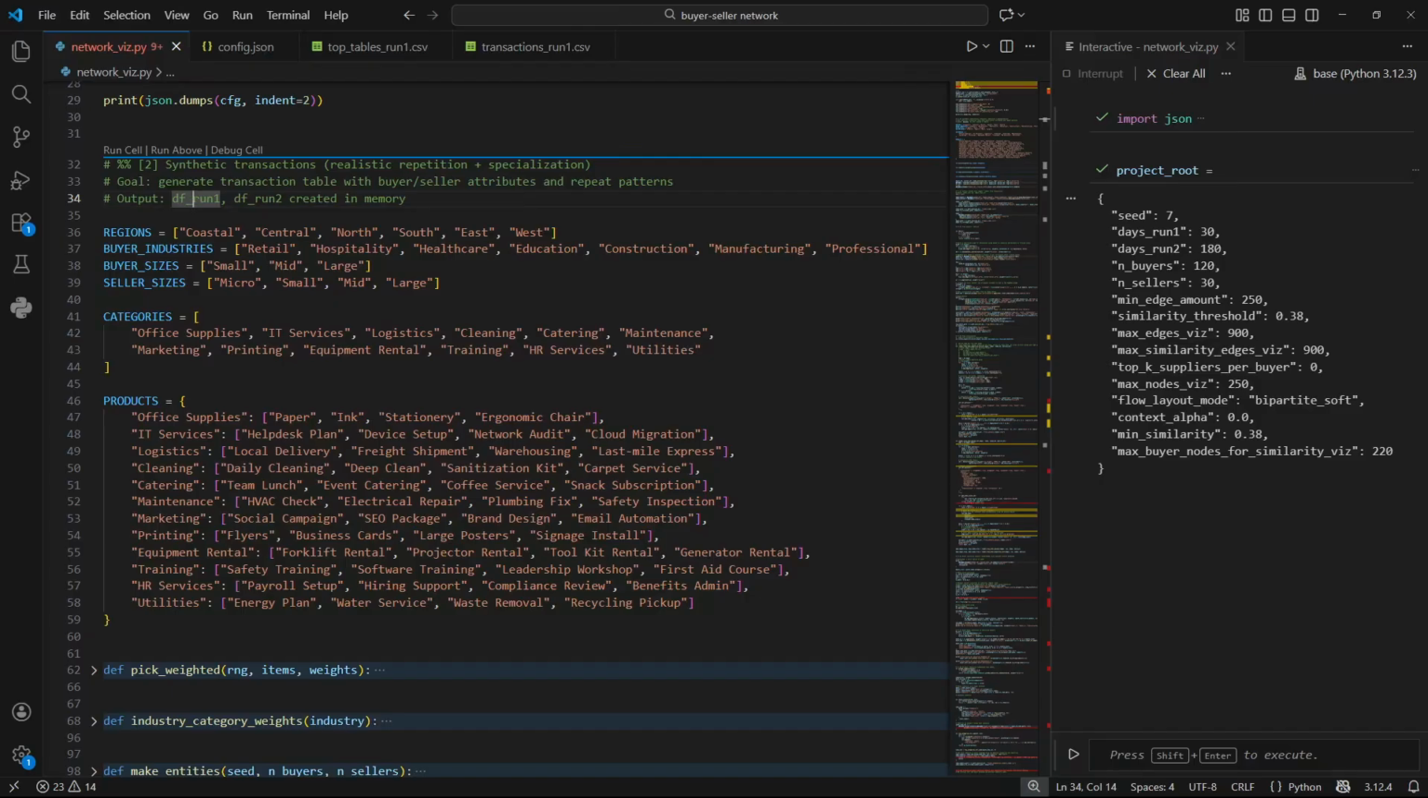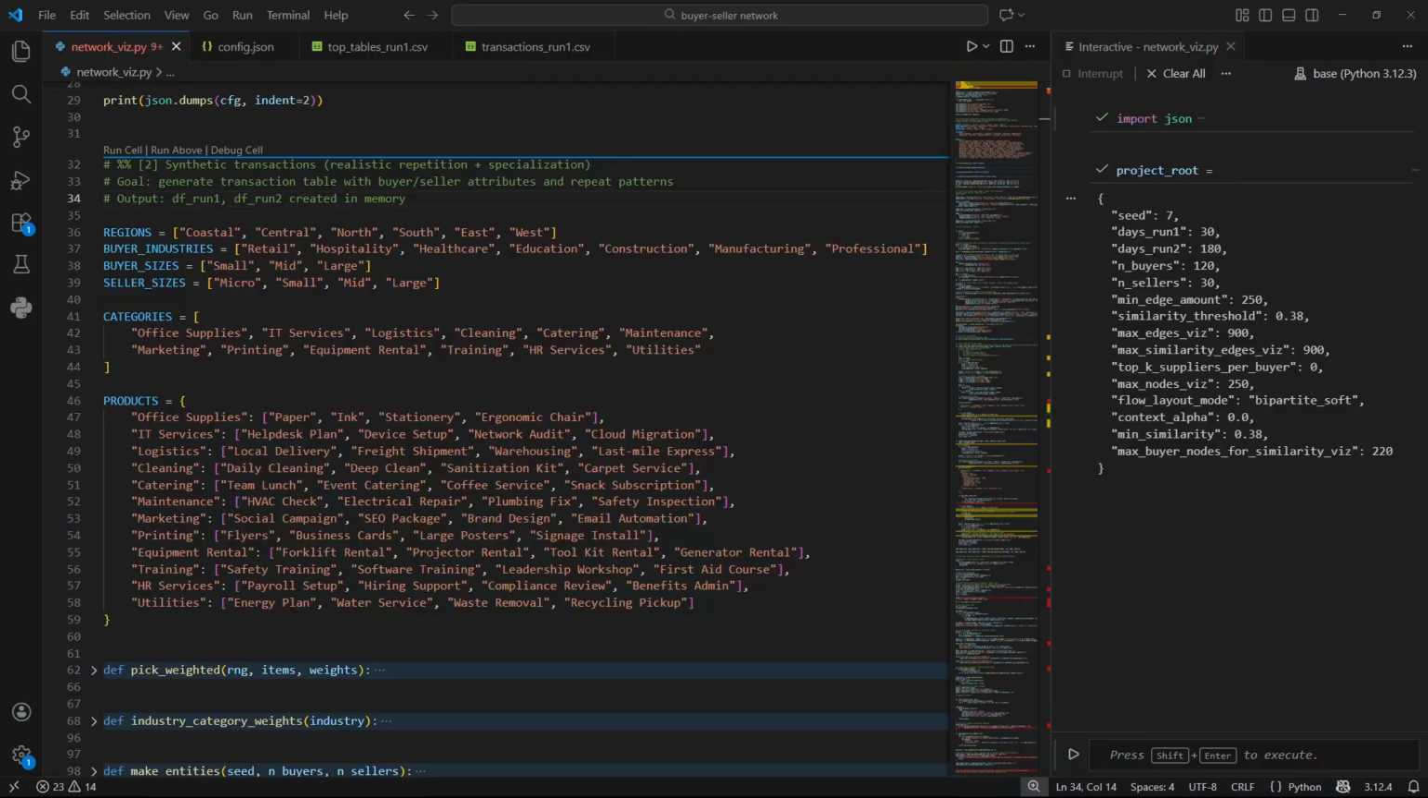So we simulate a firm-to-firm economy, right? And as you saw, buyers have different industries, regions, and sizes. Sellers have their own specialties and reliability, and we're going to define what they are. So the core design is the repetition and specialization, right? So it's the fact that buyers repeatedly transact with preferred sellers, and that preferred sellers come from some sort of reliability, right?